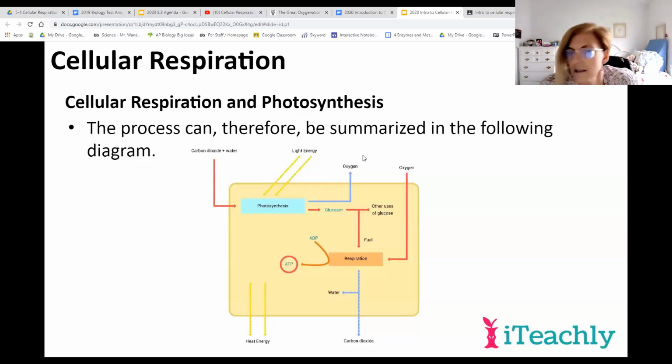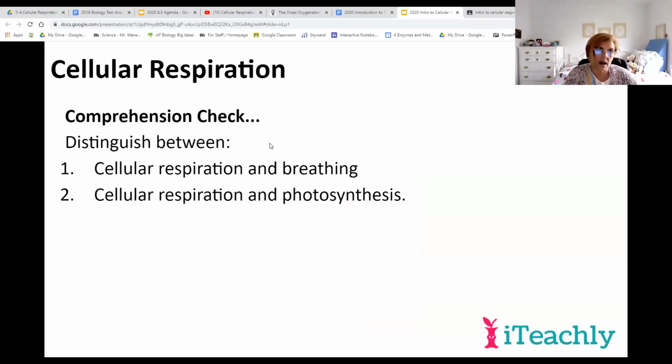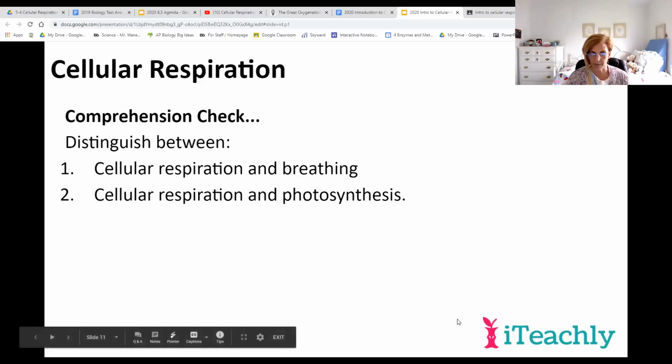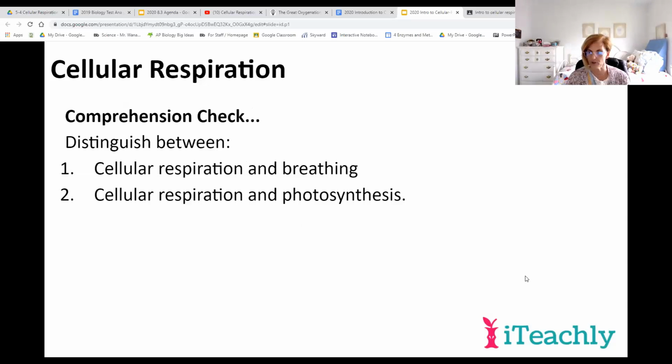So we're doing just a short introduction. I started our lecture with the comparison of cellular respiration and breathing, and it sounded like you guys already have that pretty well understood. Now could you, in the chat box, share with me your thoughts: cellular respiration versus photosynthesis, what is the difference?